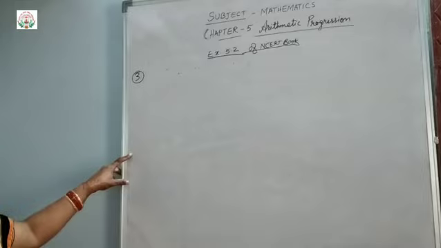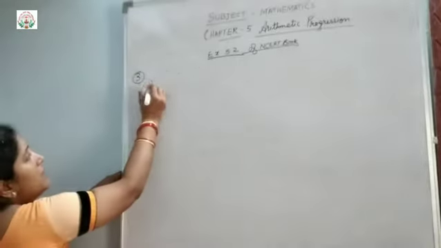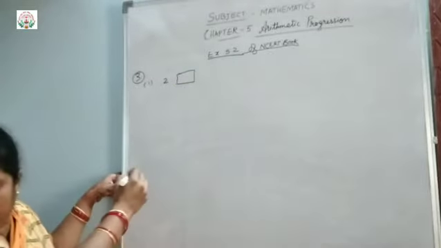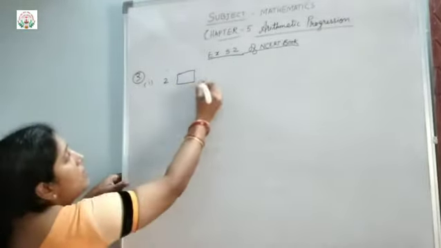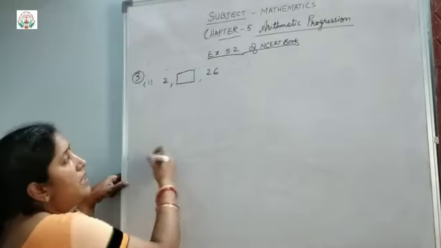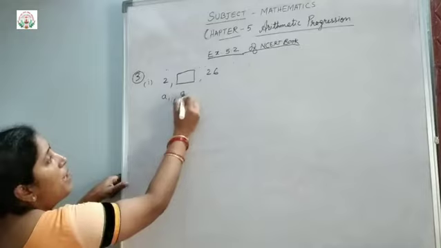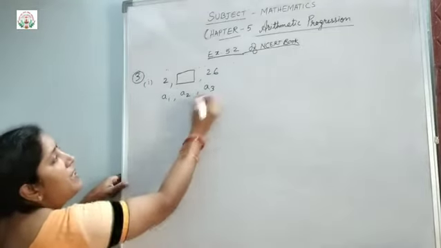Now third question, in the following AP, find the missing number. Now you can see the missing number is given as a box, the first number is 2, and then the third number is 26. That means I can write this series as A1, comma A2, comma A3.